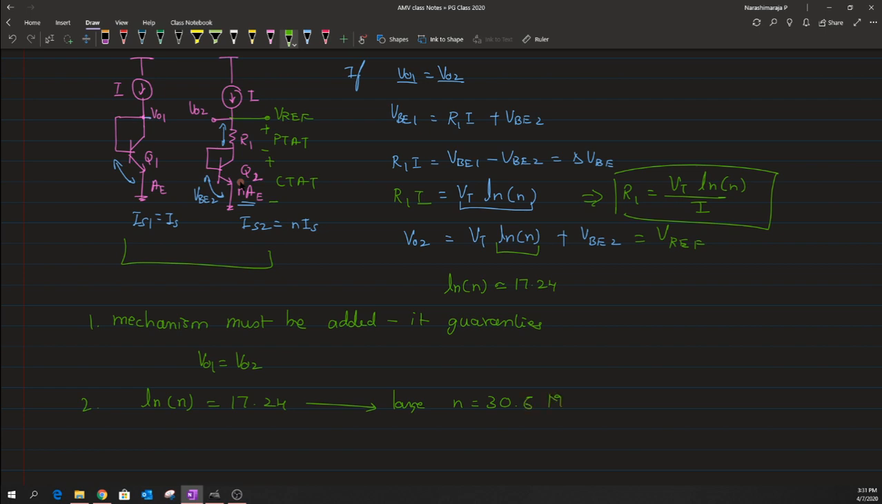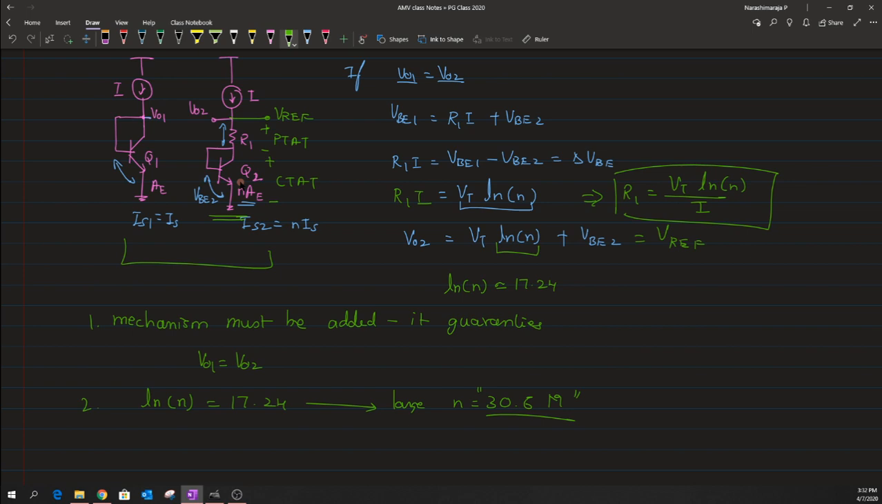Okay. So which means that when you compare the area of the second transistor with respect to the first transistor, the second transistor area is supposed to be 30.6 into 10 to the power 6. Okay. So that much area has to be occupied by the second transistor, which is quite large. And in an IC, this would consume the entire chip, right. So one has to think about this while designing this particular circuit. So one has to step down this requirement of n being a very large quantity.